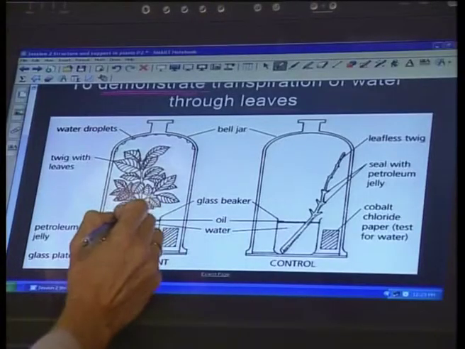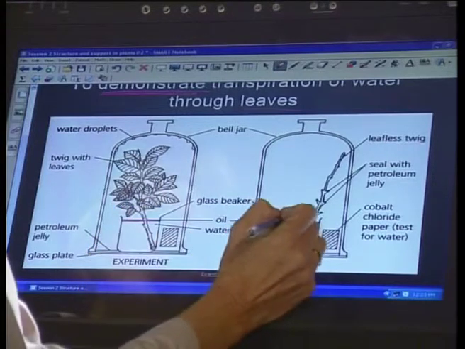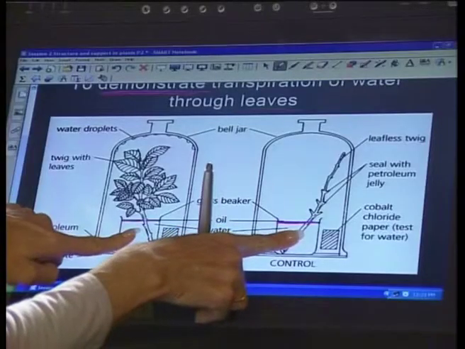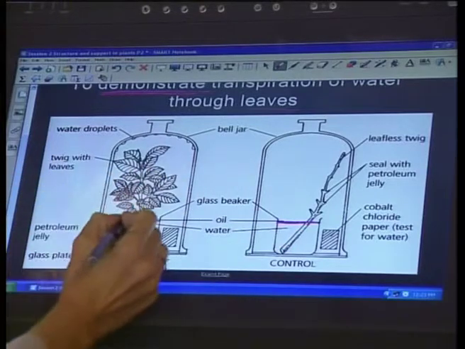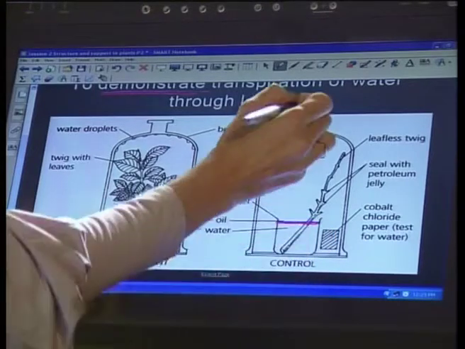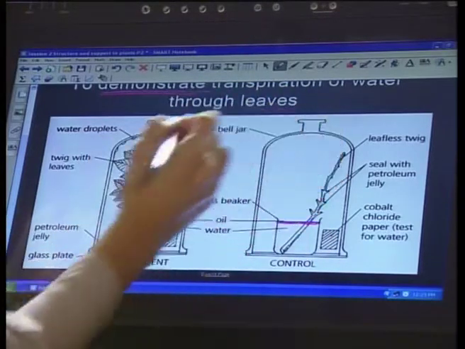So we have to do a control to show that it was actually the leaves that the water transpired through. So we're going to have our beaker, and we're going to put a layer of oil across the top of the water. Why? Because water can't evaporate through the oil, which means it's not water from the beaker that collected in the bell jar or the plastic bag. You can use a plastic bag instead of the bell jar if you don't have equipment. But then it's not water from this beaker that caused it. So that's why we put the oil there, to take a precaution against any water from the beaker evaporating and collecting in the jar or plastic bag.